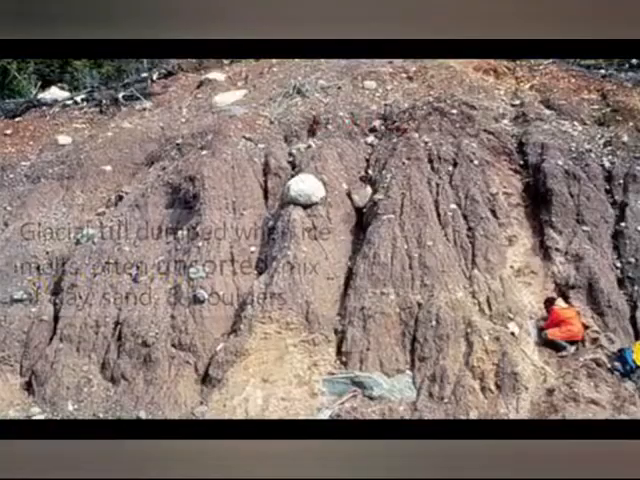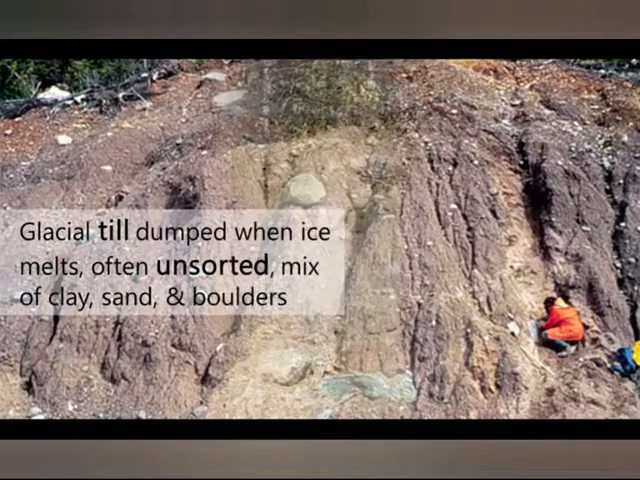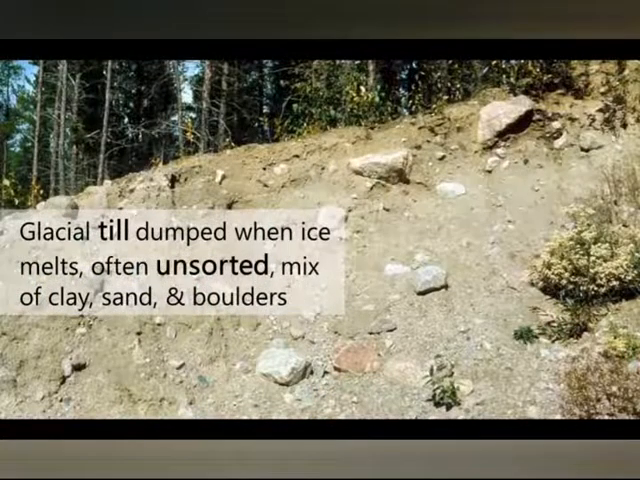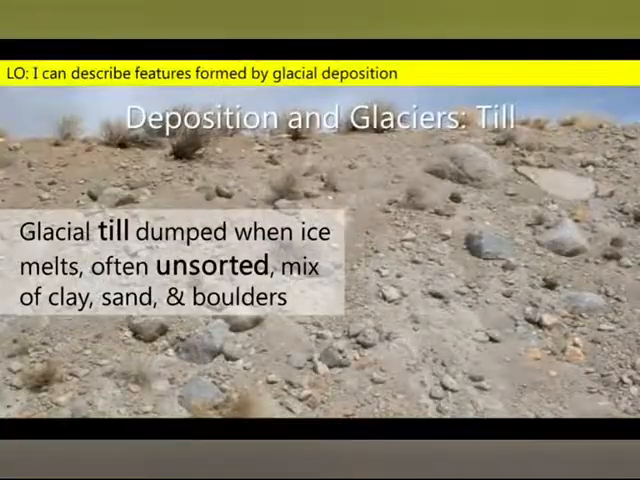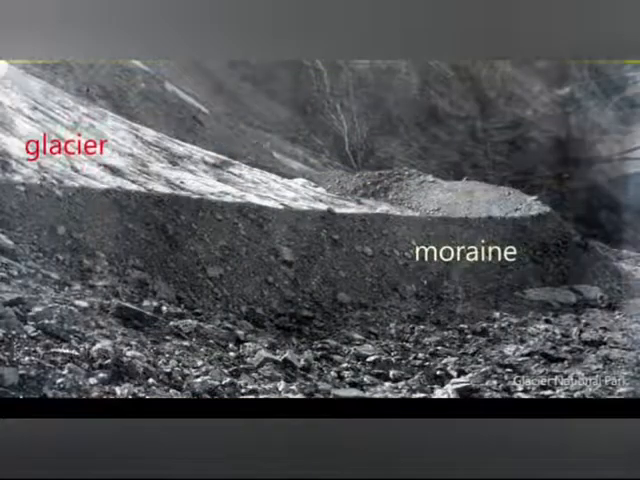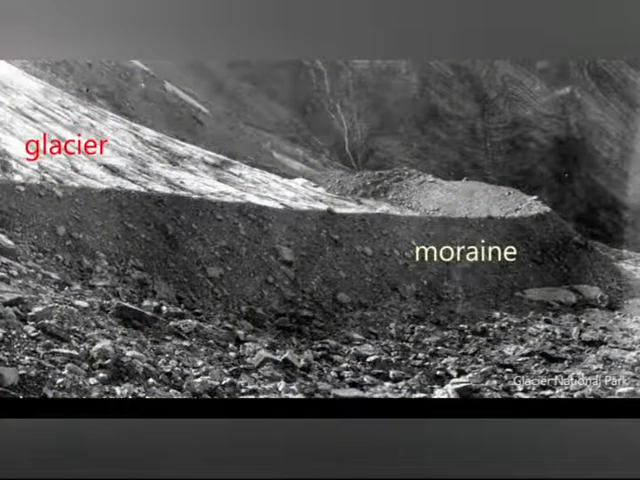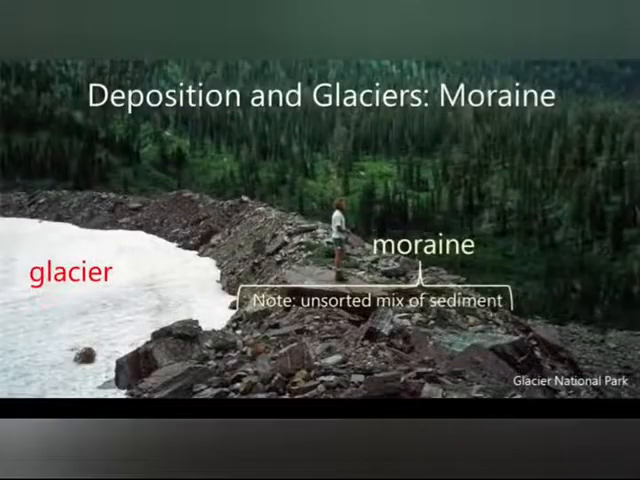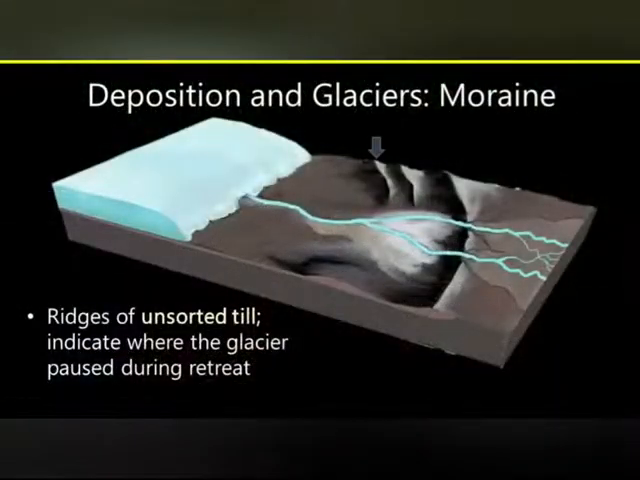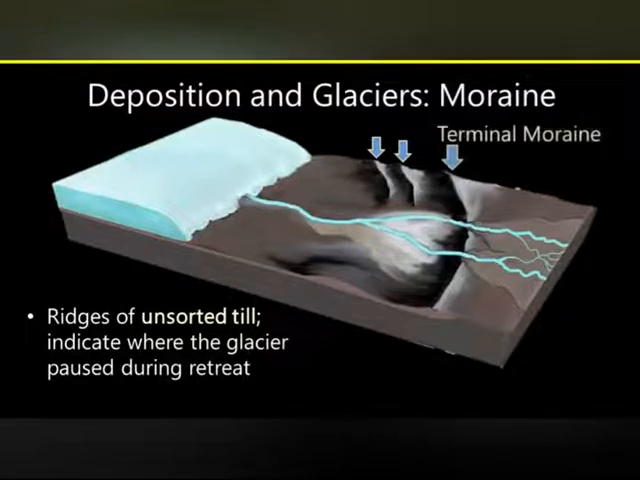Most deposits left behind by glaciers are composed of a generally unsorted mixture of clay, silt, sand, and boulders, known as glacial till. Moraines essentially define where the glacier paused, and the position of the moraine that is farthest down the valley, the terminal moraine, indicates how far the glacier extended during its history.